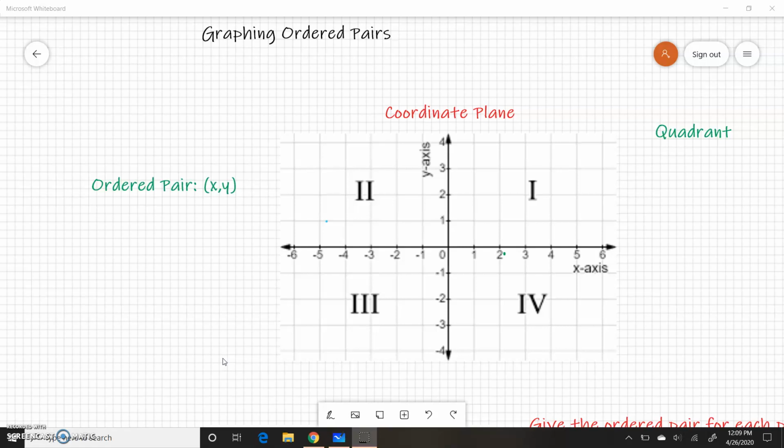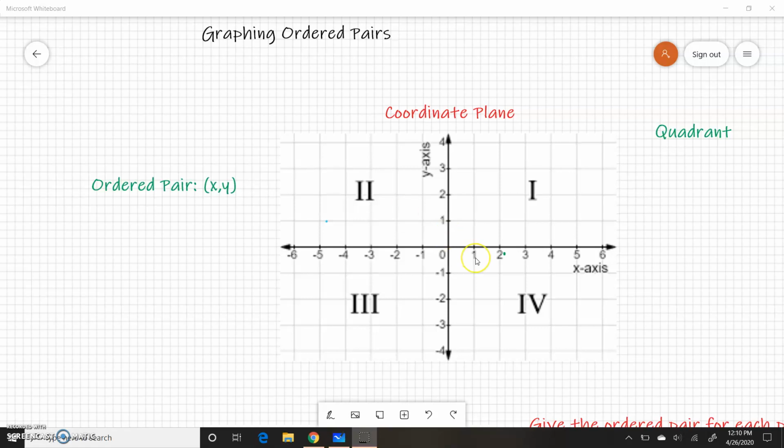So the first thing that I want you to look at is this middle picture. And right above it, I have what it's called. It's called a coordinate plane. So this type of graph or chart is called a coordinate plane. And today there's going to be different points graphed onto these coordinate planes, and you're going to have to identify what those points are.